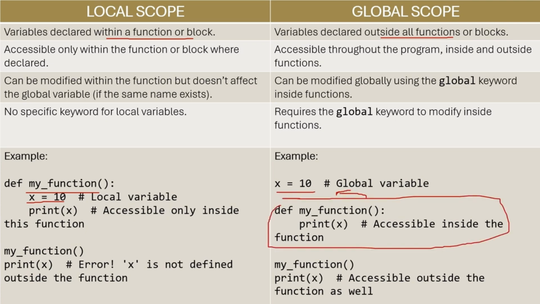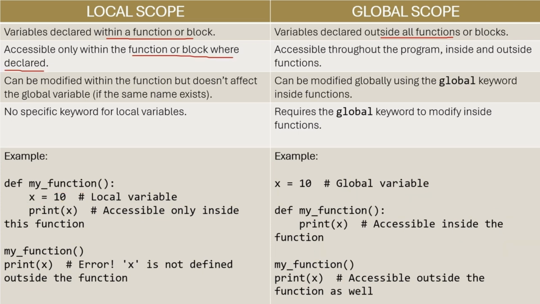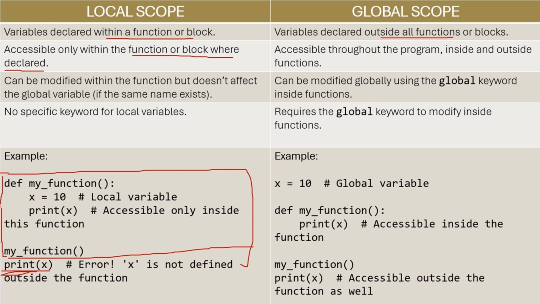A variable in the local scope is only accessible within the function where it is declared. If you run this function, it will print 10 in the console. But if you include this print x, it will raise an error that x is not defined. It is because, as I have already said, it is only accessible within this function. Outside the function, we cannot access this local variable. Global scope variables can be accessed anywhere within the program, including inside functions and outside functions, which means if you run this code, you will get two tens in the console.